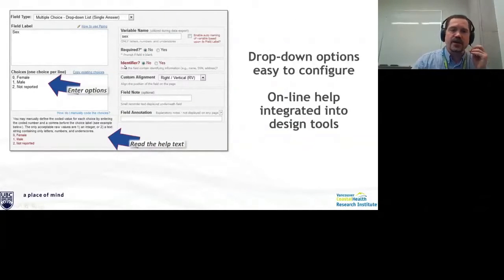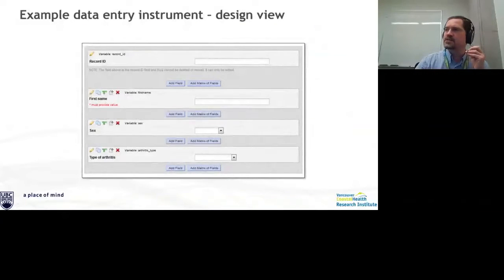It's easy to configure things where you have a bunch of choices. So in this case, it's a drop-down list for a single answer for sex, with your choices, and it's just integer, comma, and then description. Again, the standard variable name, is required, is an identifier, and then back to design view.